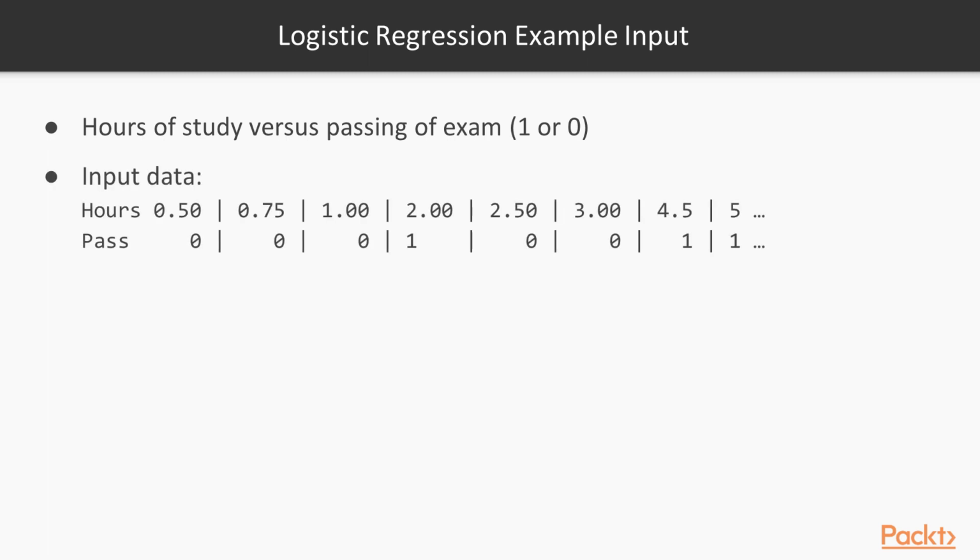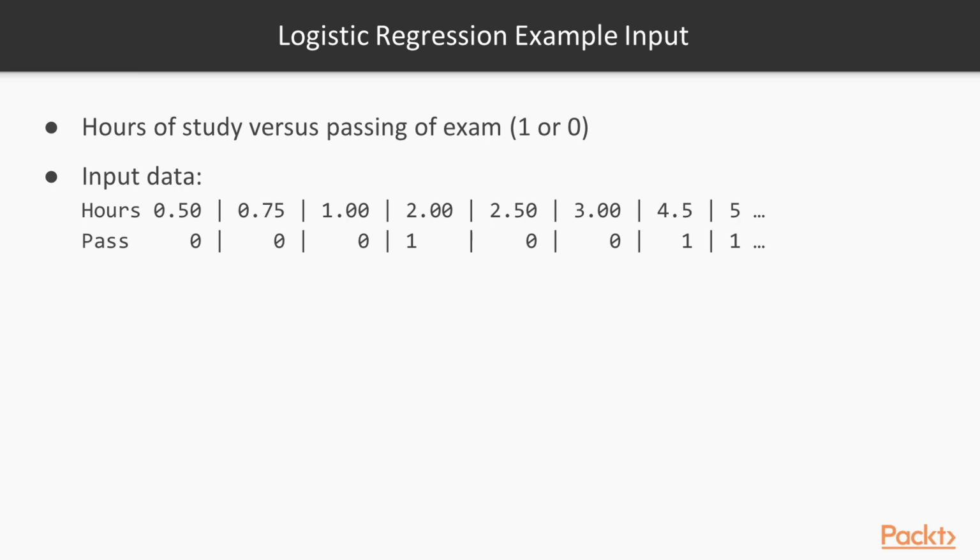So for example, input data can be the following. If the student studied half an hour, they didn't pass, so it is labeled 0. If almost 1 hour, also didn't pass. 1 hour, didn't pass. If one student studied 2 hours, that student passed. Then 2.5 and 3 didn't pass. 5.5 hours, passed. 5 hours, passed as well. And a lot of such labeled data can be an input to logistic regression.